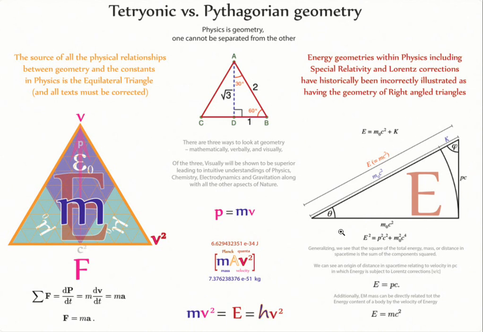This is a misleading and confused interpretation of mathematics. The foundational geometry is equilateral, not right angle. And in fact, in the case of equilateral geometries, as we've discussed, it takes two right-angled triangles to form an equilateral. Equilateral geometry is the foundational geometry of all mass, energy, matter within physics, along with its motion.